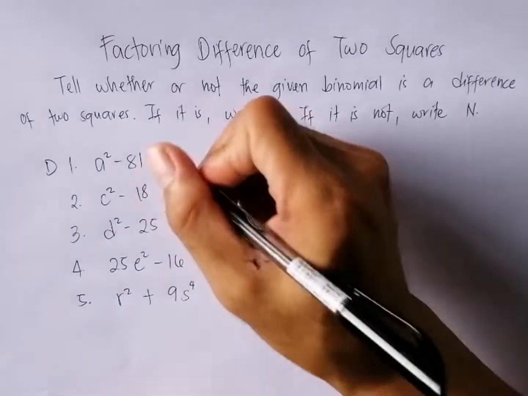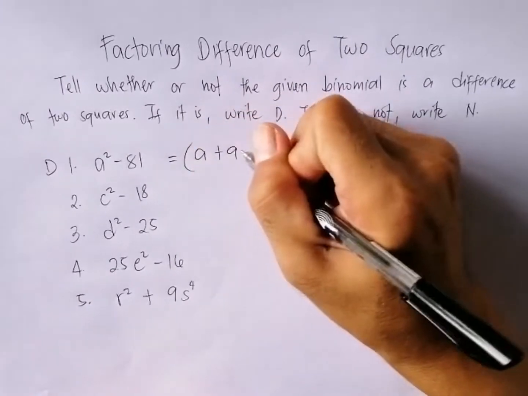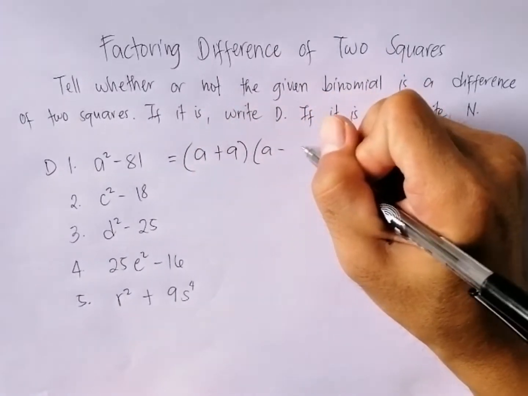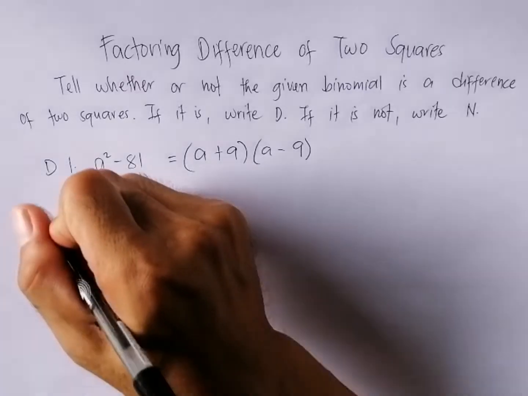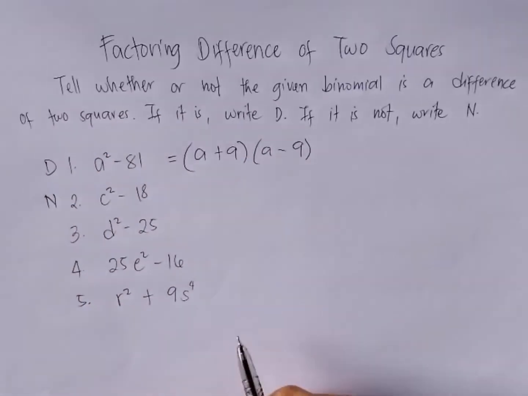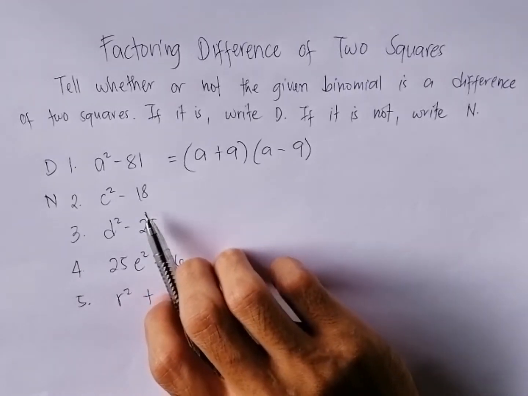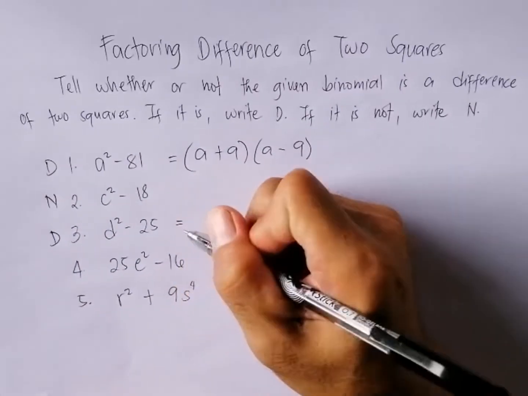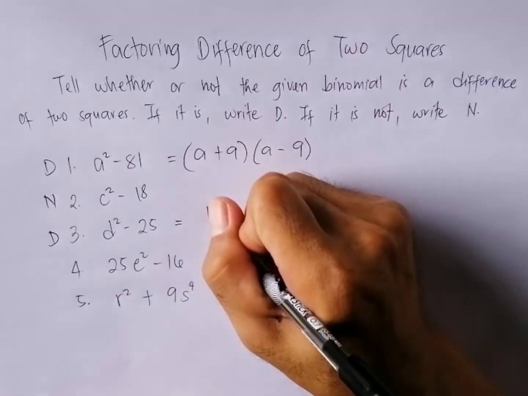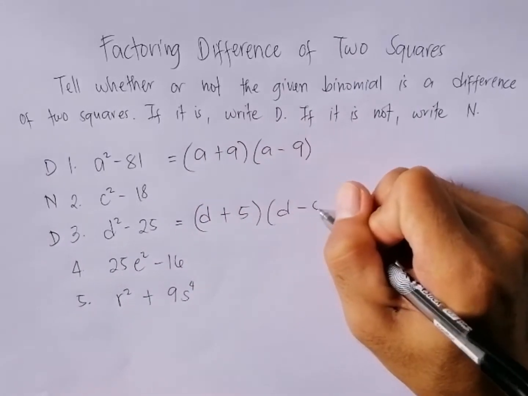Because the factor of this is a plus 9 times a minus 9. For number 2, the answer is N. No, not, because 18 is not a perfect square number. Then for number 3, the answer is D. And the factor is d plus 5 times d minus 5.